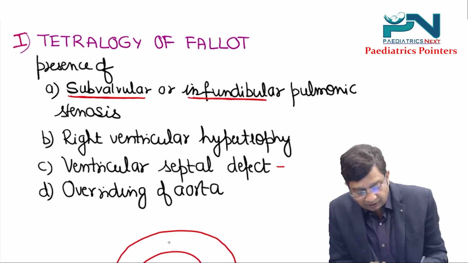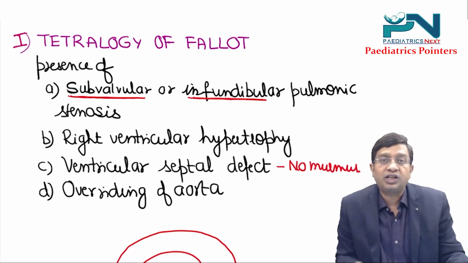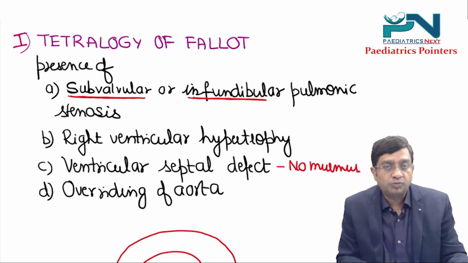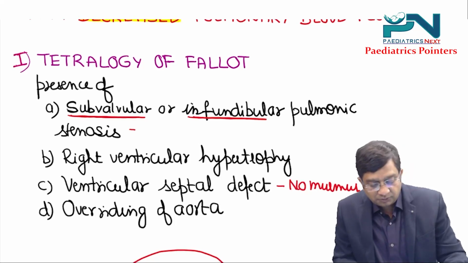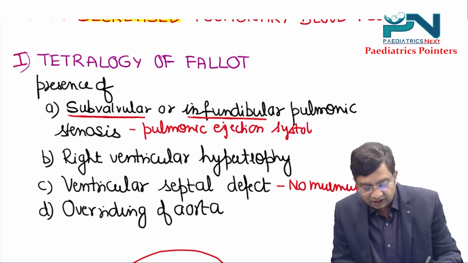The points to be remembered: there is no murmur of VSD. The pressure in right ventricle, left ventricle and aorta is equal. So there is no murmur of VSD. The only murmur you get is the pulmonic ejection systolic murmur, and that is because of the pulmonic stenosis.